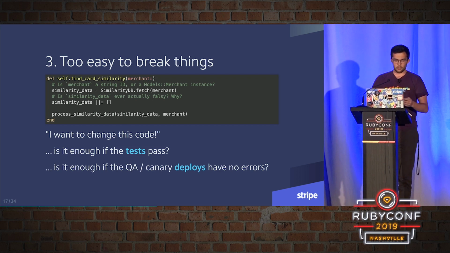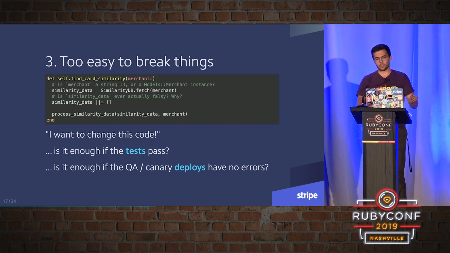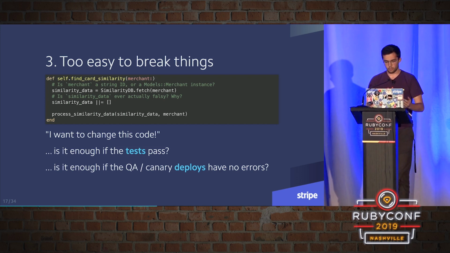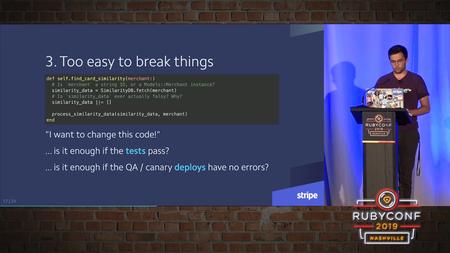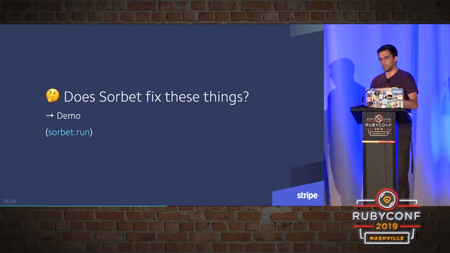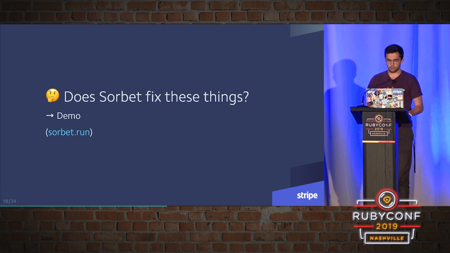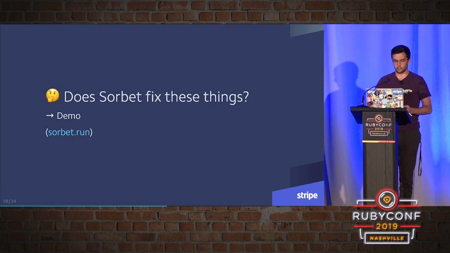So is it enough if the tests pass? Is it enough if you make the change and then deploy the code and see that production says there are no errors? At what point can we be confident that the change that we made was safe? Those are the problems that we're trying to use Sorbet to solve. At this point, we built Sorbet, we deployed it, and every Stripe engineer is using it. Looking back on those year or 2 years of using Sorbet at Stripe, has it fixed these things? Rather than answering that question directly, I'd rather just go to a demo.